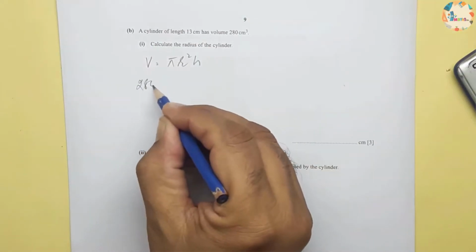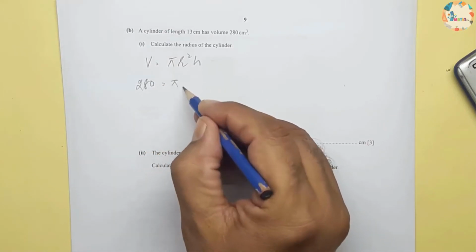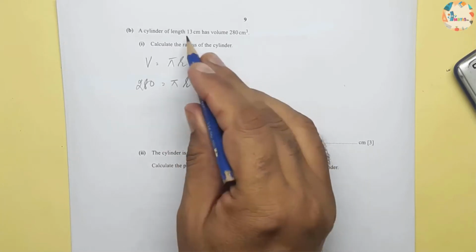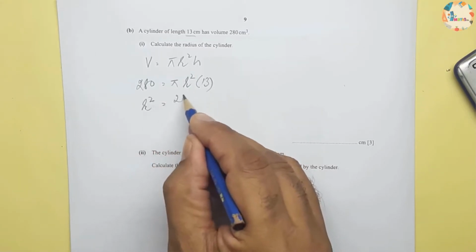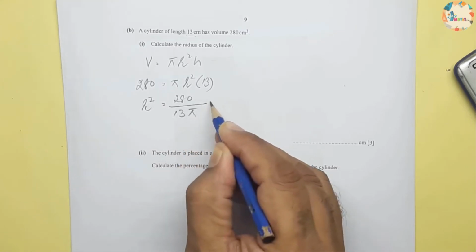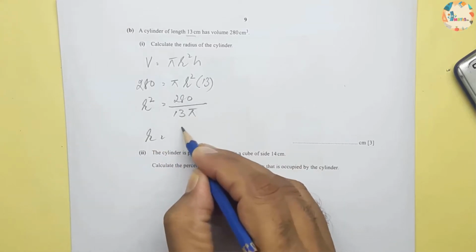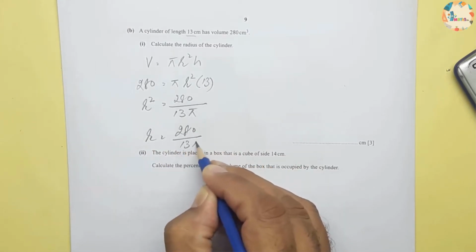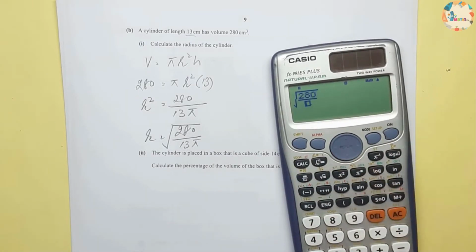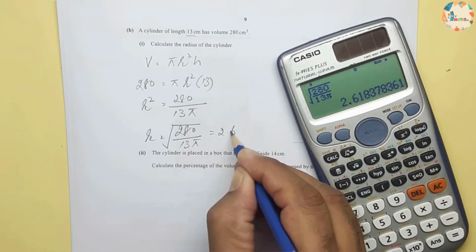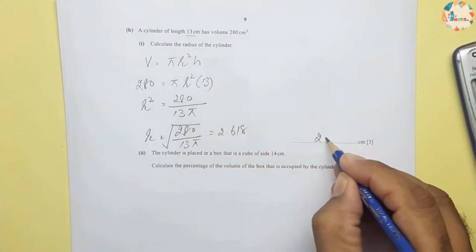Volume is 280, so we can write here 280 is equal to pi, and radius we have to calculate, so r square, and h is also given, which is 13 centimeter, so we can write here 13. So this implies r square is equal to what? 280 divided by 13 pi. So r will be equal to the square root of 280 divided by 13 into pi. Basically 13 into pi, this will be equal to 2.618, so we can round it to 2.62.